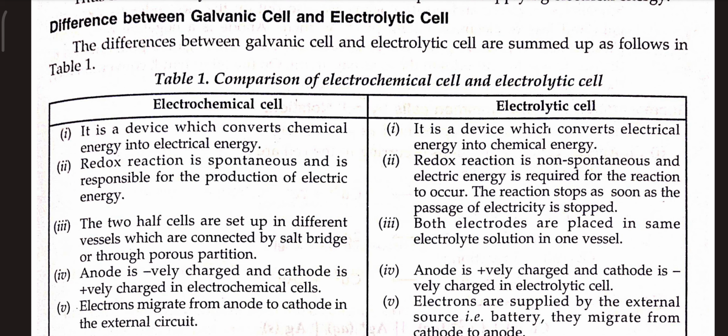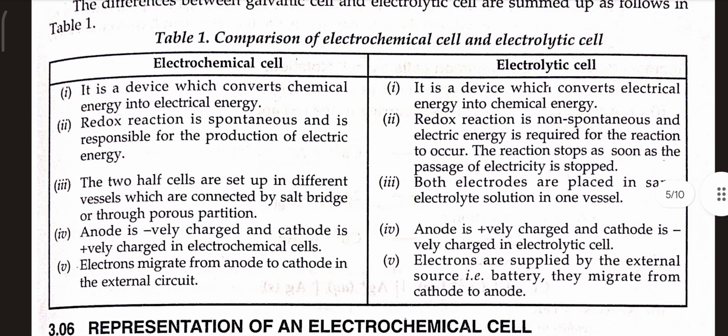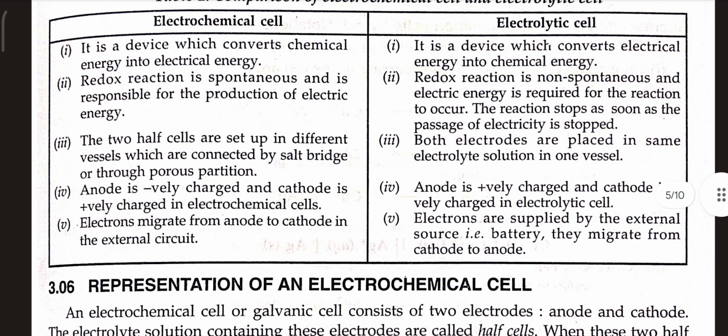Electrochemical cell: redox reaction is spontaneous and is responsible for the production of electrical energy. Electrolytic cell: redox reaction is non-spontaneous and electrical energy is required for the reaction to occur. The reaction stops as soon as the passage of electricity is stopped. Electrochemical cell: the two half cells are set up in different vessels which are connected by a salt bridge or through a porous partition. Electrolytic cell: both electrodes are placed in the same electrolyte solution in one vessel.